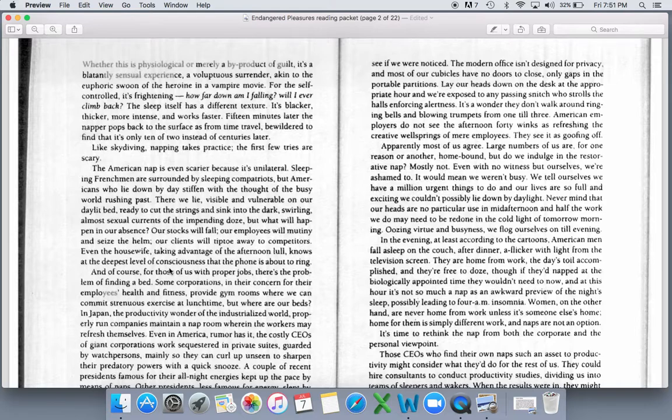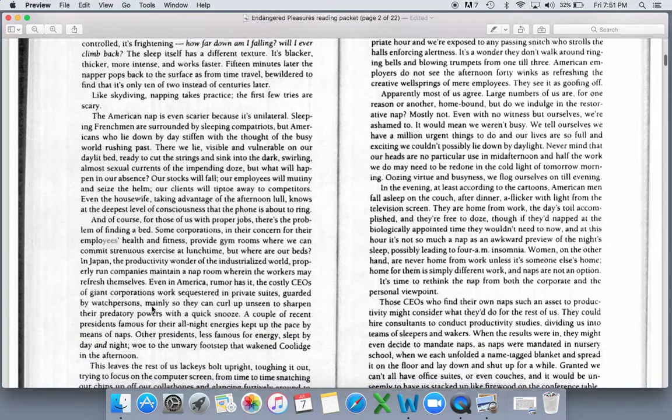So at the very beginning, she said Americans are afraid of naps. Here again, she says American nap is even scarier because it's unilateral. But these examples I just looked at, they start to tell us a little bit more about who the audience is. And we want to look at those details, those examples, to clarify the audience. So when she says our stocks will fall, our employees will mutiny, our clients will tiptoe away to competitors.